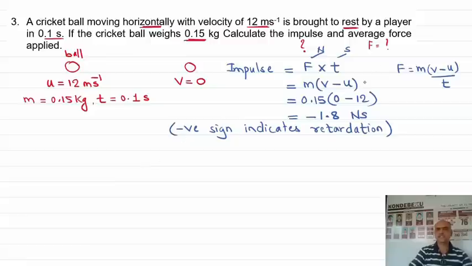Second, he has asked us to find force. So from the impulse formula itself you can directly find it. Impulse is equal to F into T. So force I can write as impulse divided by time. Impulse is how much?